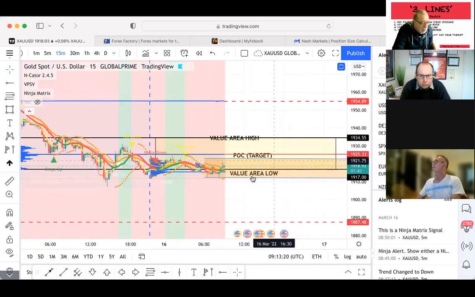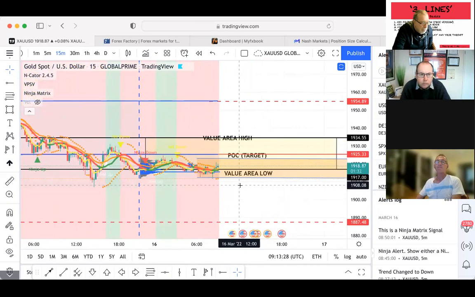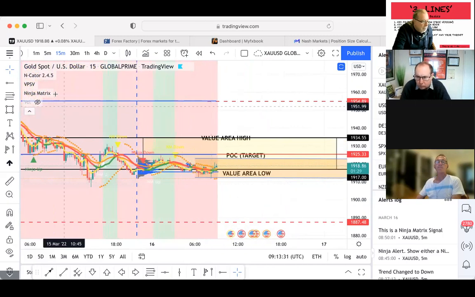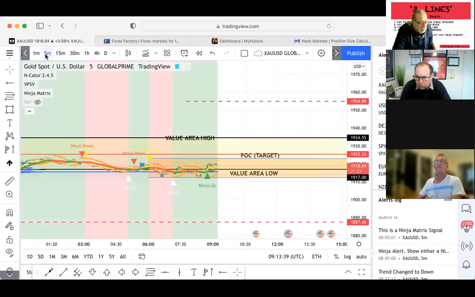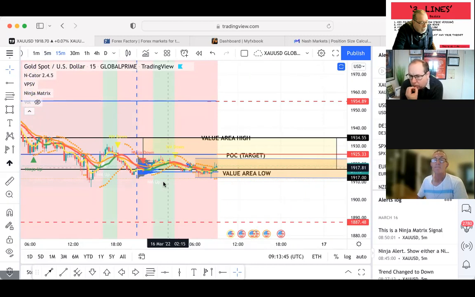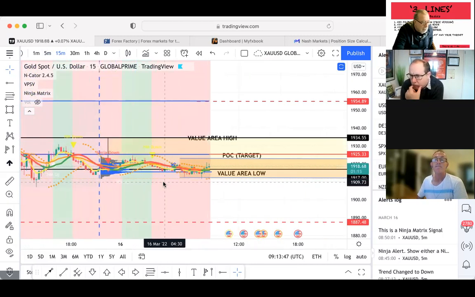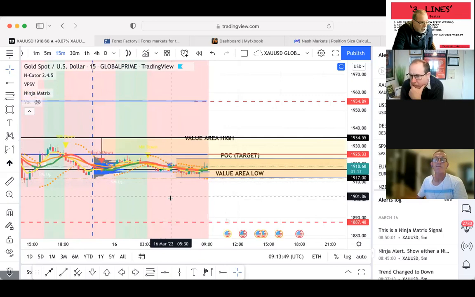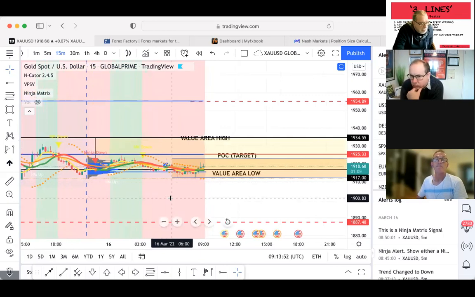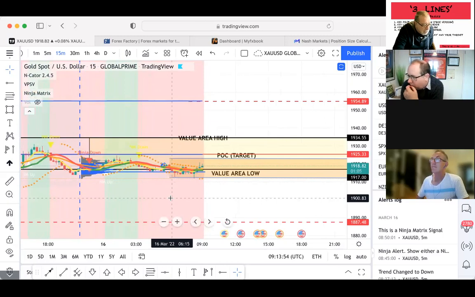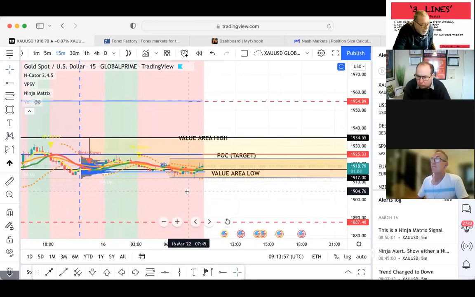We just need price to make its mind up, pop its head out of that box one way or the other. I'm biased towards a buy, but I'm waiting for the Ninja Matrix to make its move. Just to double check on the 5 minute. Yeah, we've still got a green matrix on the 5 minute. But there is a reason that this red matrix is staying red, and that is that other indicators are signaling a sell rather than a buy.